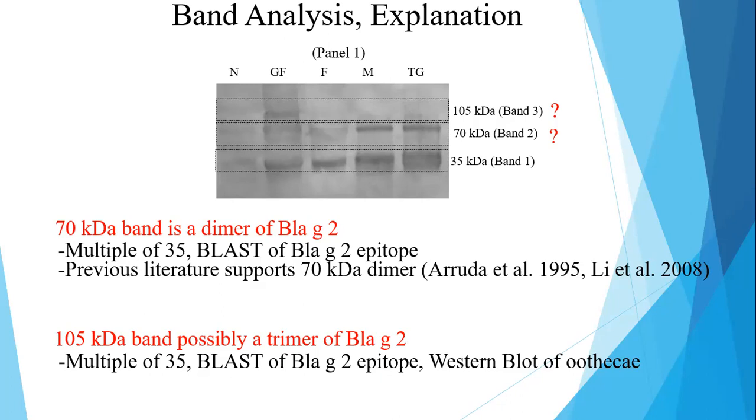In regards to the 105 kDa protein, we also believe it is BLOG2 due to the fact that it's a multiple of 35. We also did a blast and compared the BLOG2 epitope to the other proteins and found that it was specific. And we also did Western blots of the Uthike, which contains the most abundant proteins that would normally non-specifically bind. We found very, very low signal, if none at all, which means that there likely isn't non-specific binding going on, and that it's simply that BLOG2 is forming a dimer or even a trimer in the case of the 105 kDa band.